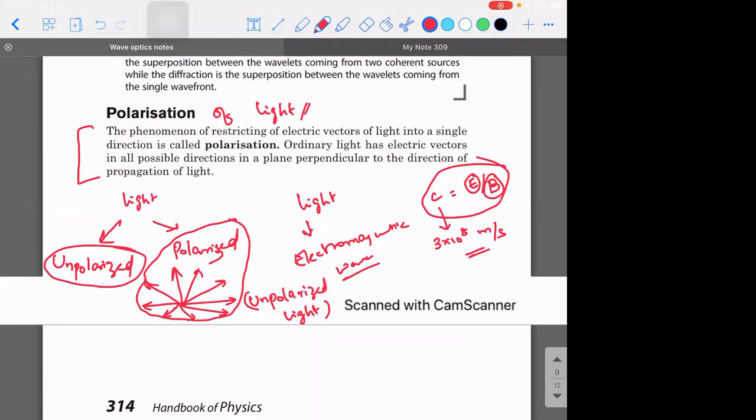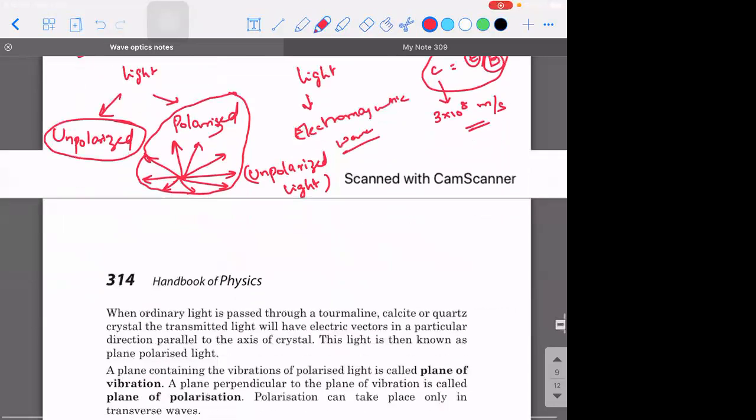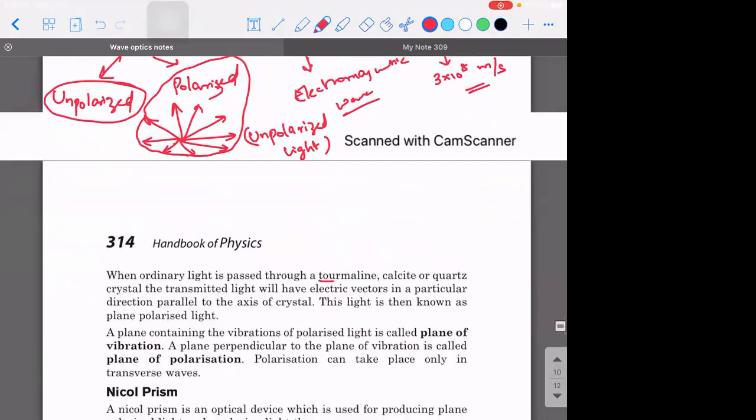Okay. So what is polarization? The phenomenon of restricting the electric fields of light into a single direction is what we call polarization. Ordinary light has electric fields in all possible directions in a plane perpendicular to the direction of propagation. When ordinary light is passed through a tourmaline, calcite, or quartz crystal, the transmitted light will have electric field vectors in a particular direction, parallel to the axis of the crystal.